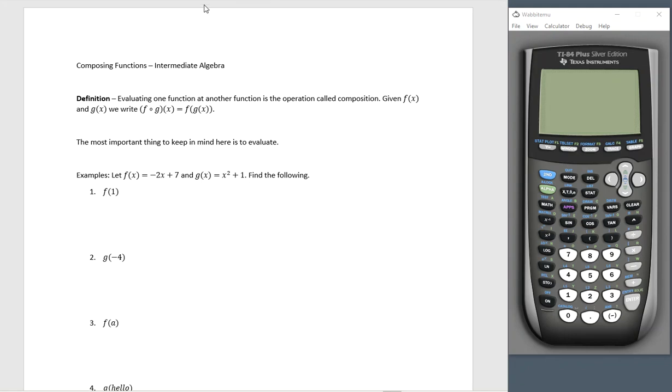Hello, and welcome to Composing Functions. This will be an intermediate algebra take on it, so it's just kind of the overview of what it means to compose. So let's start with a definition.